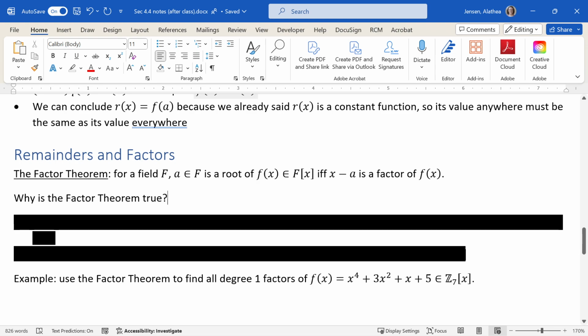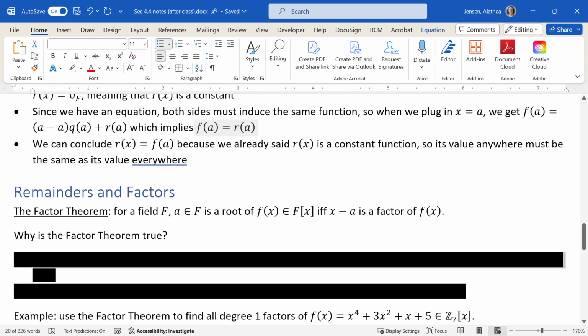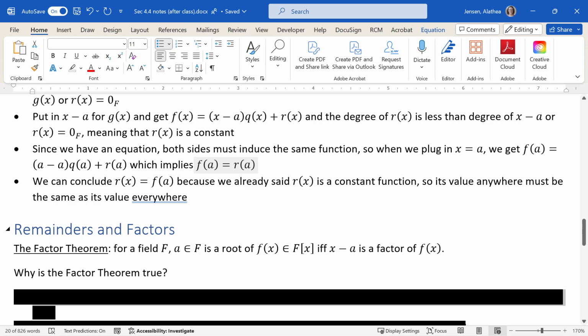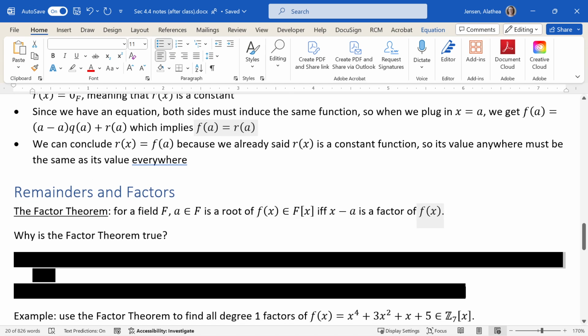So why is the factor theorem true? Or maybe a better question is, how does this follow from the remainder theorem? Maybe pause and ask yourself that for a second. Either why is it true, or does it follow from the remainder theorem that we just looked at?